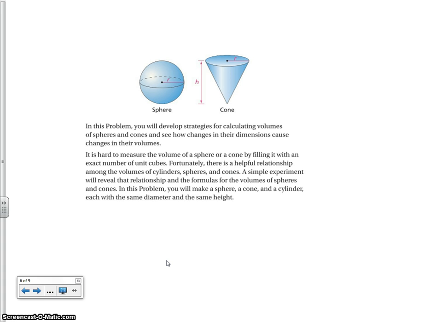It's hard to measure the volume of a sphere or cone by filling it up with an exact number of unit cubes because unit cubes are square, so they don't fit very well in curved shapes. Fortunately, there is a helpful relationship among the volumes of cylinders, spheres, and cones. A simple experiment will reveal the relationship and the formulas for the volumes of spheres and cones. In this problem, you'll make a sphere, a cone, and a cylinder, each with the same diameter and same height.